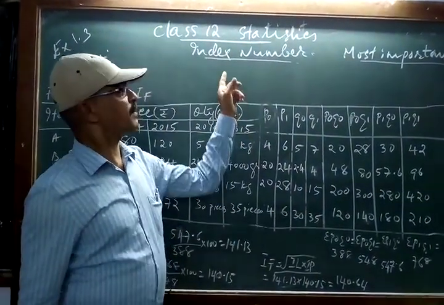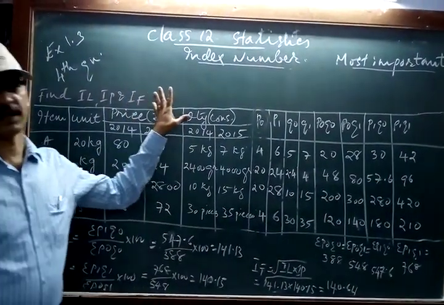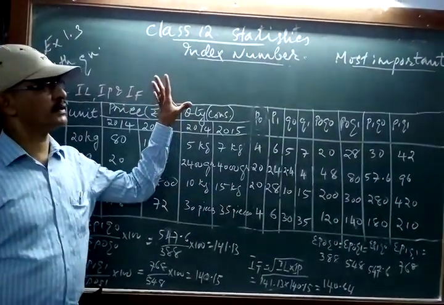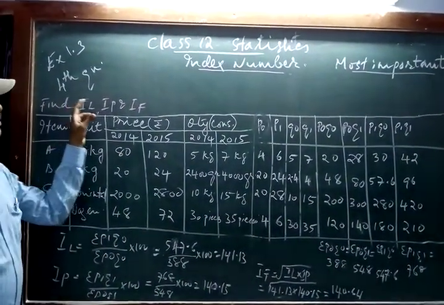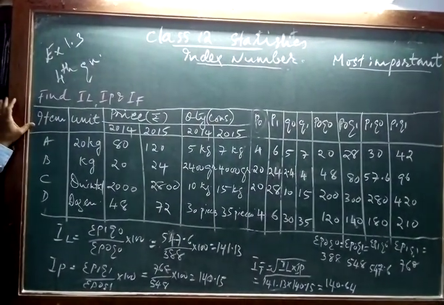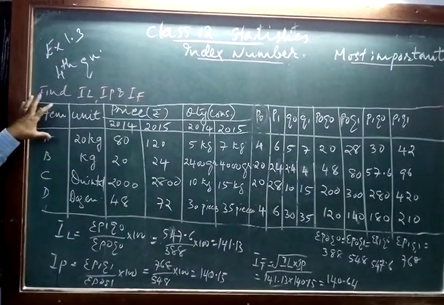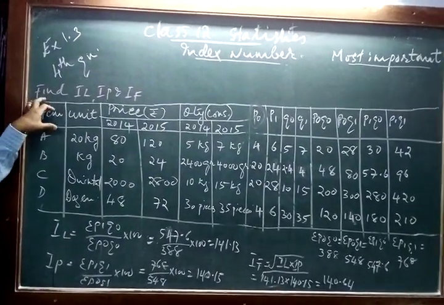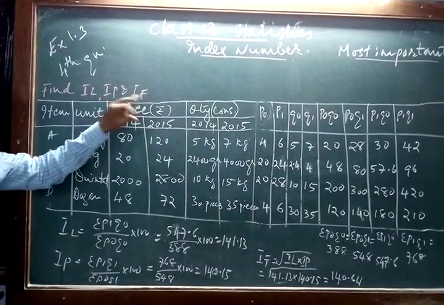We are in the chapter Index Numbers. Already we have seen different methods of calculation of index numbers. Today let us work out one question which is given in Exercise 1.3. Fourth question we are doing. The question is: find Laspeyres', Paasche's and Fisher's index numbers.